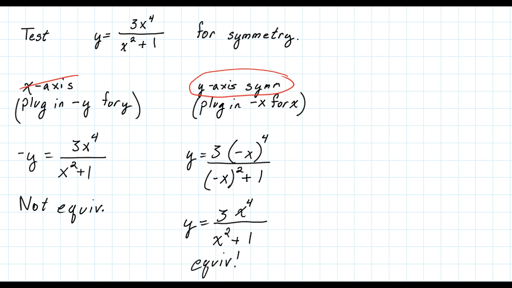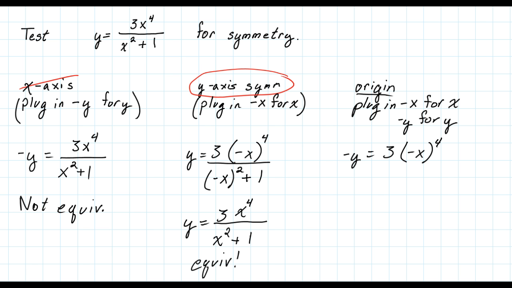All right, and now there's only one more left to check. We have to check the origin, because you could potentially have more than one type of symmetry. For the origin, we are going to plug in negative x for x and negative y for y. So what we're going to end up with is negative y equals 3 times (negative x) to the fourth over (negative x) squared plus 1, and that will simplify to negative y equals 3x to the fourth over x squared plus 1, and we've already said that this is not equivalent.